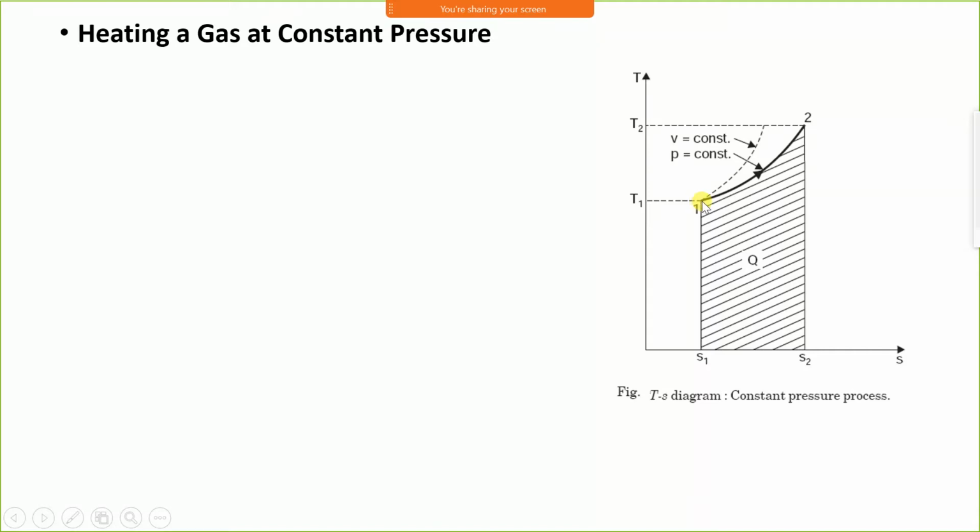Suppose process 1 to 2 is a constant pressure process, then the process will be like this. If the heating process is constant volume, then it will be like this. If the heating process is constant pressure, then it will be like this. Here we are considering a constant pressure process, therefore we will consider this continuous curve, process 1 to 2. And we know that the area under this curve represents the heat transfer. Since this is a constant pressure process, we know the equation of heat transfer for constant pressure.